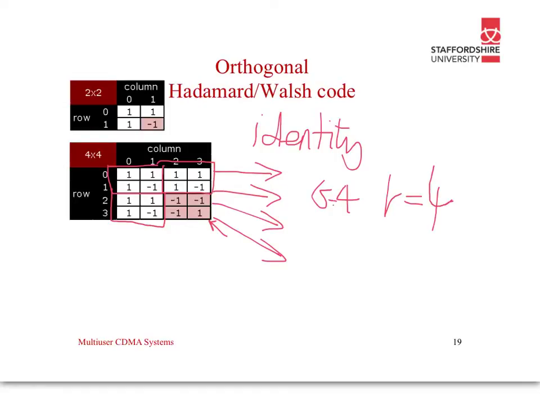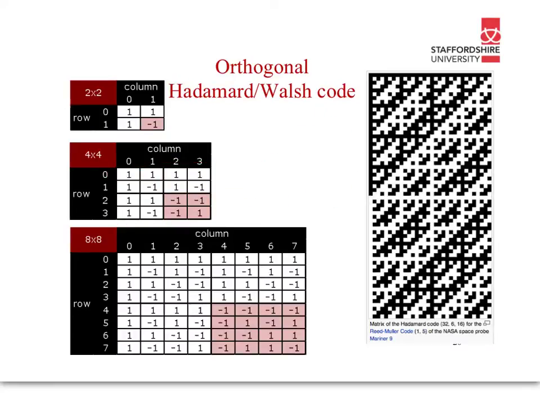We could do this again for an 8 by 8 matrix, so we copy the entire 4 by 4 matrix up here, and we follow the same procedure, copying it there and copying it in the bottom left hand corner, and then this is the inverse. So this is the 8 by 8 matrix, so we could have a maximum of 8 users. Obviously we don't have to use all of the rows, but the spreading gain would be 8.